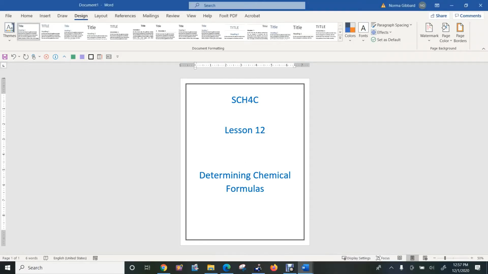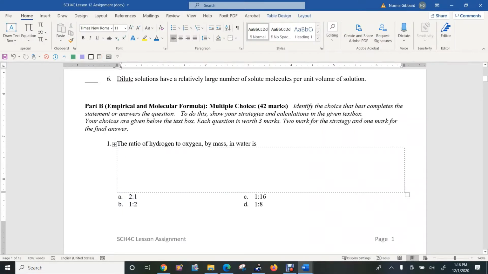SCH4C, determining chemical formulas. Part B, Lesson 12, Empirical and Molecular Formula.